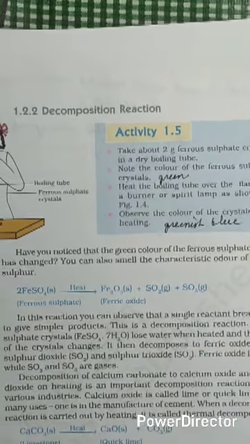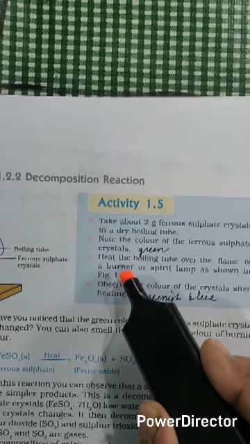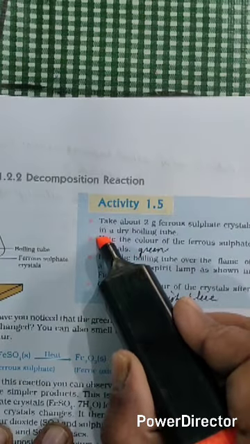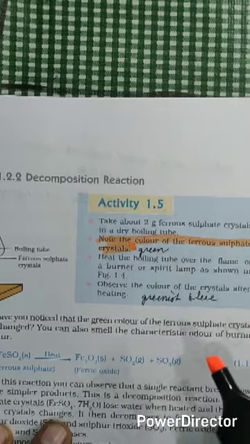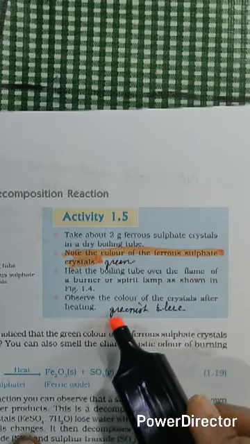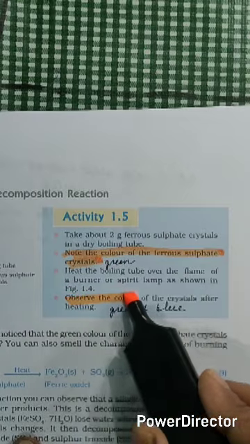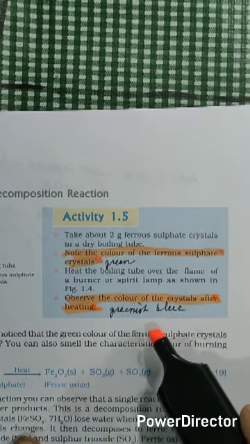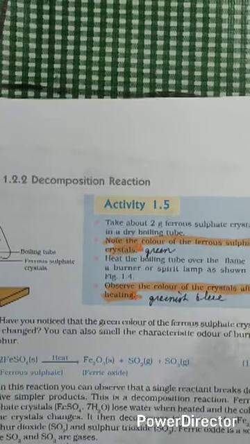Okay, now based on this, the question asks: note the color of the ferrous sulfate crystal. So what will be the color of this ferrous sulfate crystal? As I already told you, green color. Next, observe the color of the crystal after heating. That will be bluish green.